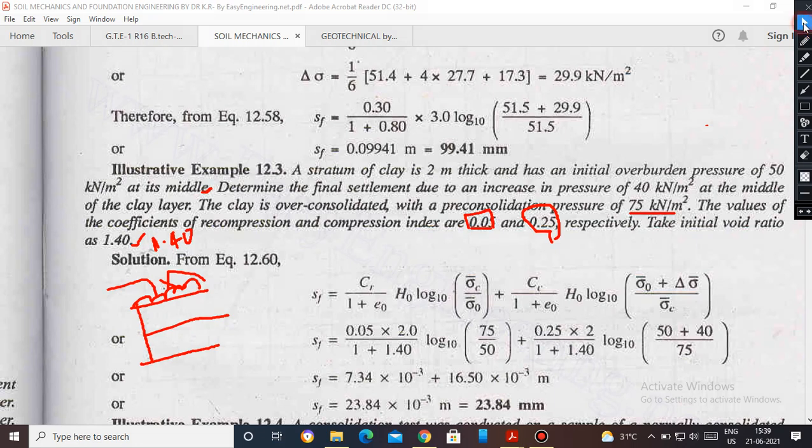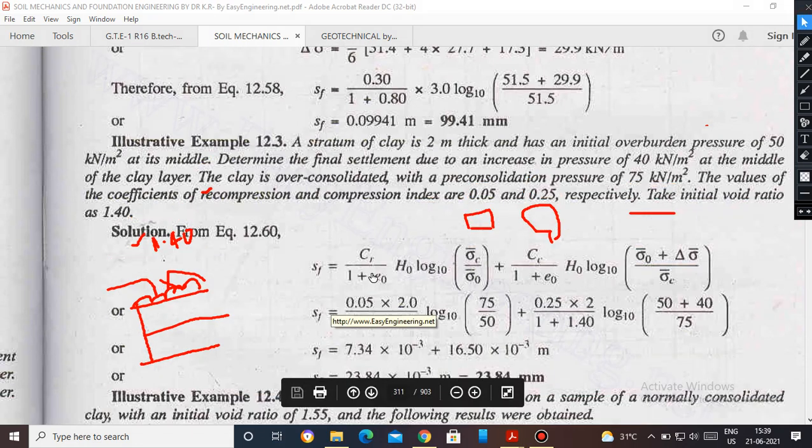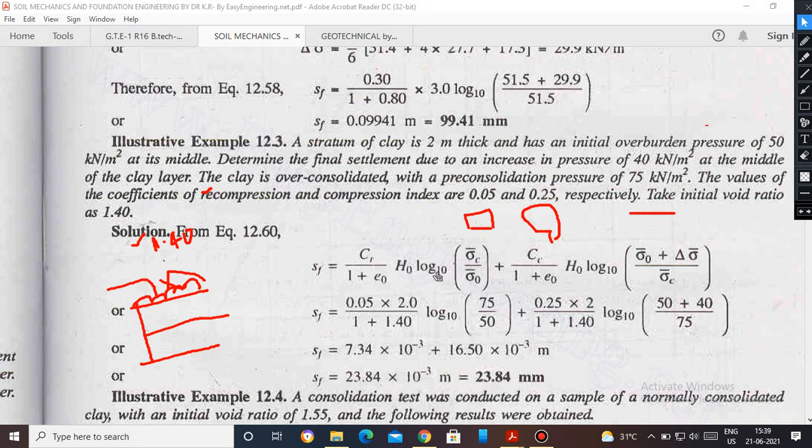Hence, the final settlement of the soil mass, SF equals CR divided by 1 plus e naught, into H naught, into log base 10 of sigma C bar divided by sigma naught bar, plus CC divided by 1 plus e naught, into H naught, into log base 10 of sigma naught bar plus delta sigma bar divided by sigma C bar, where this CR represents the recompression index of the soil mass.